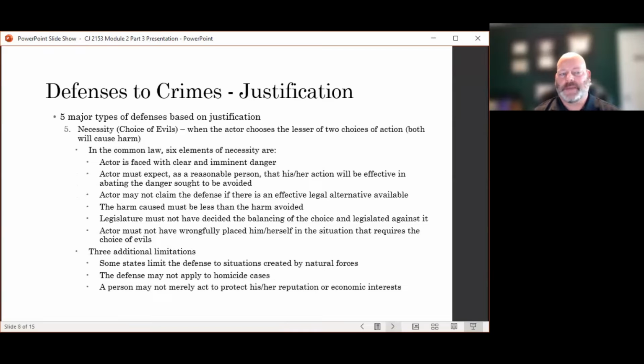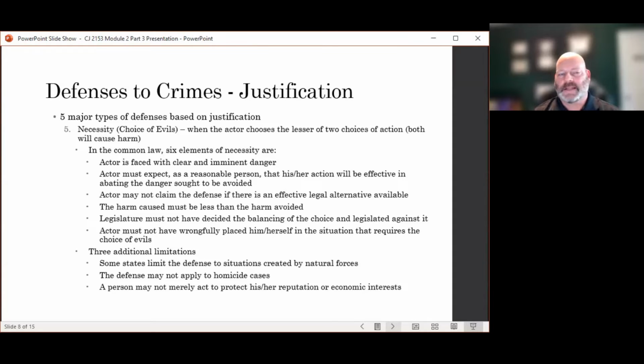The fifth major type of defense based on justification is necessity, or what's known as the choice of evils. This is when the actor chooses the lesser of 2 choices of action, but both will cause harm. In the common law, 6 elements of necessity are when the actor is faced with clear and imminent danger, the actor must expect as a reasonable person that his or her action will be effective in stopping the danger.